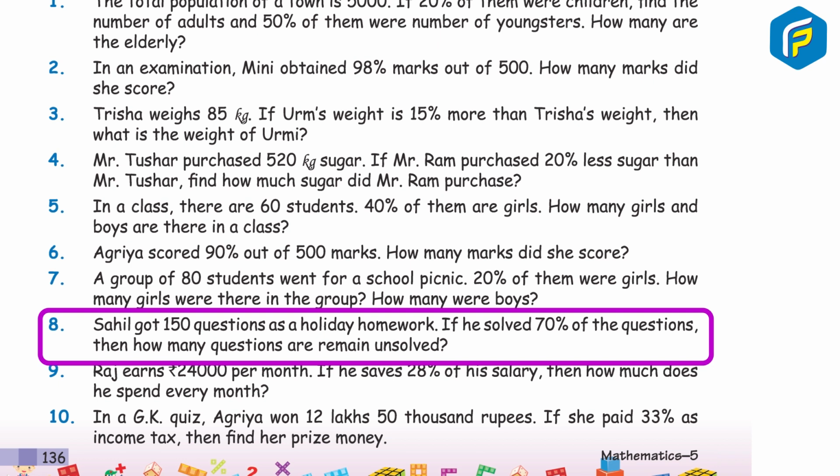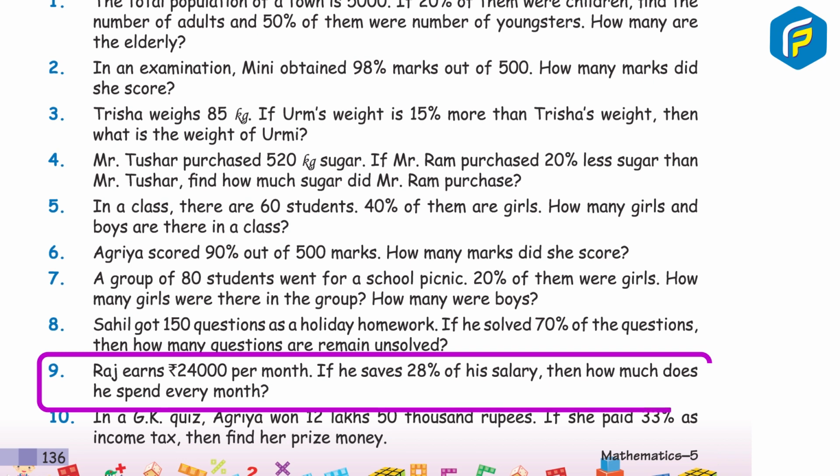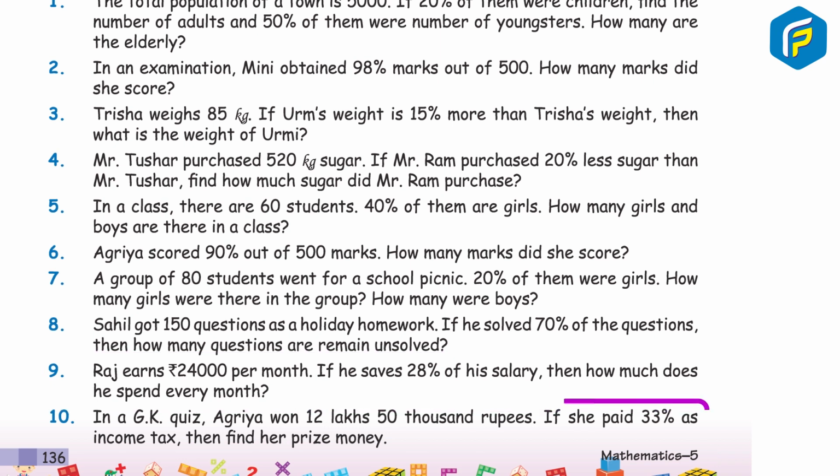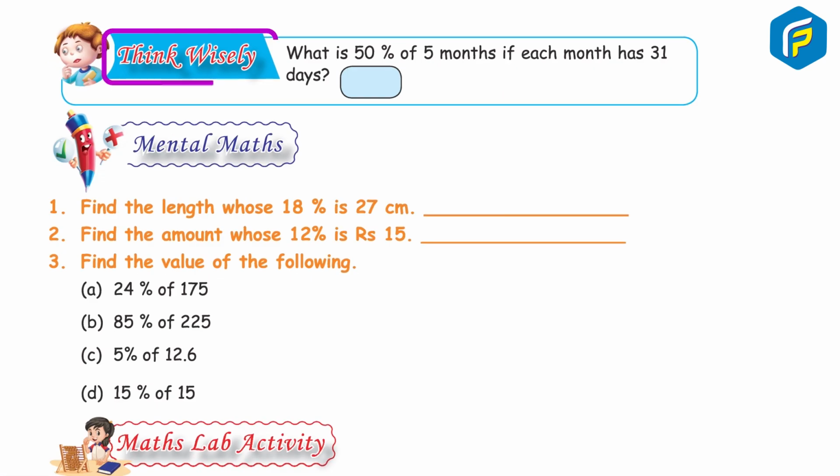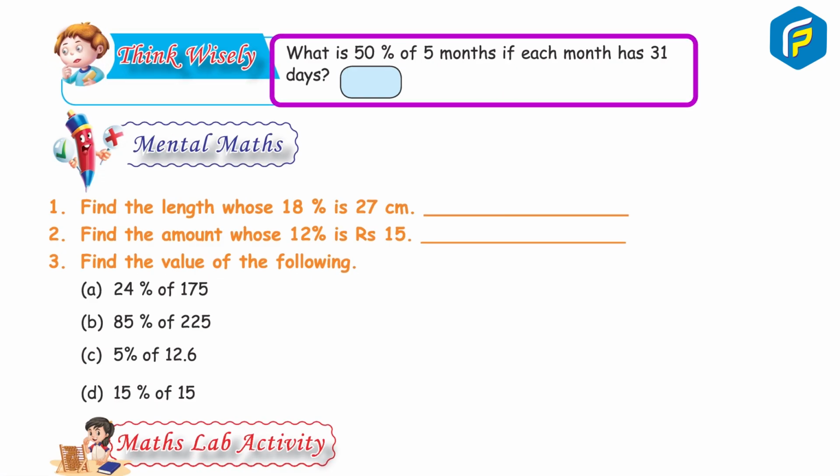Answer: 105. Question 9. Raj earns 24,000 per month. If he saves 28% of his salary, then how much does he spend every month? Answer: 17,280. Question 10. In a GK quiz, Agriya won 12,50,000 rupees. If she paid 30% as income tax, then find her prize money. Answer: 8,73,500. Think wisely. What is 50% of 5 months if each month has 31 days?